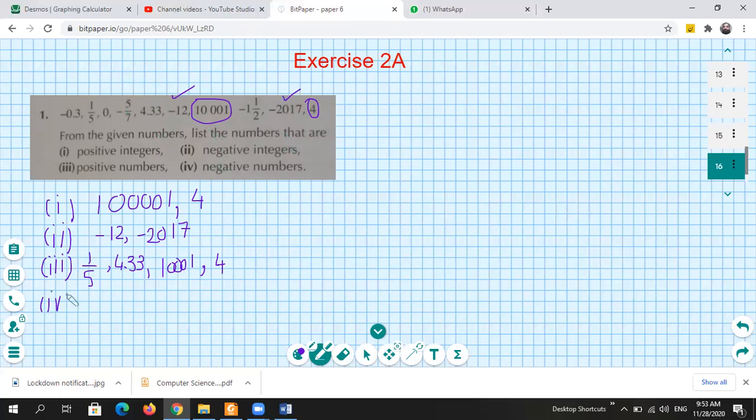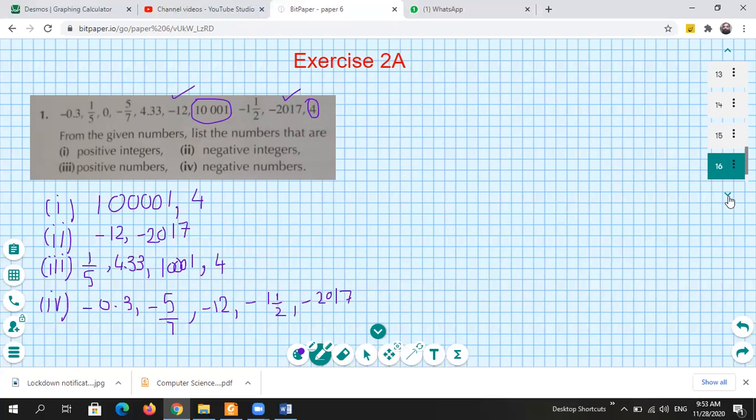Part 4, negative numbers. Negative 0.3. All the numbers which have a negative sign are negative numbers. And then minus 5 by 7. Then negative 12. Then negative 1.5. Then negative 2017. So we have separated the positive numbers, negative numbers, and positive integers, negative integers from the list given in the question number 1.